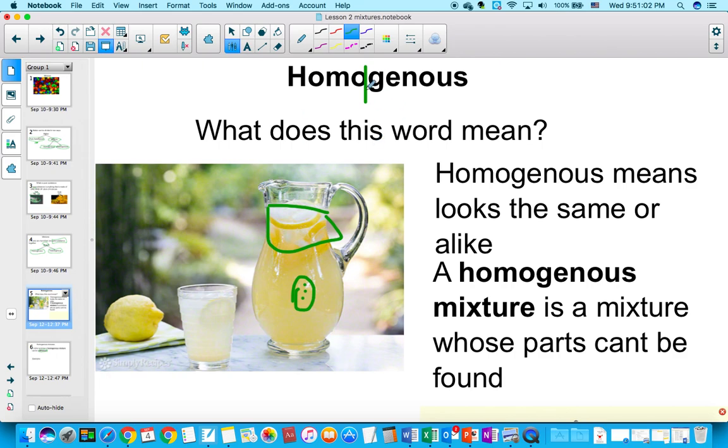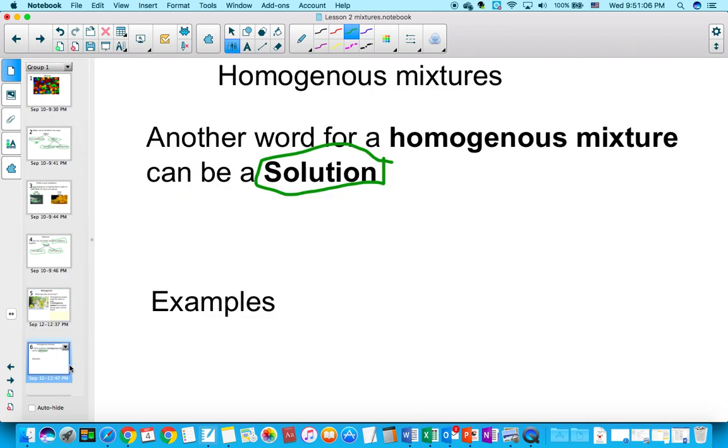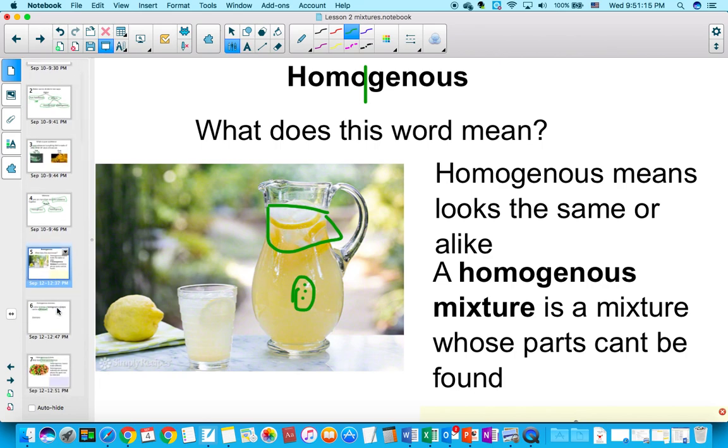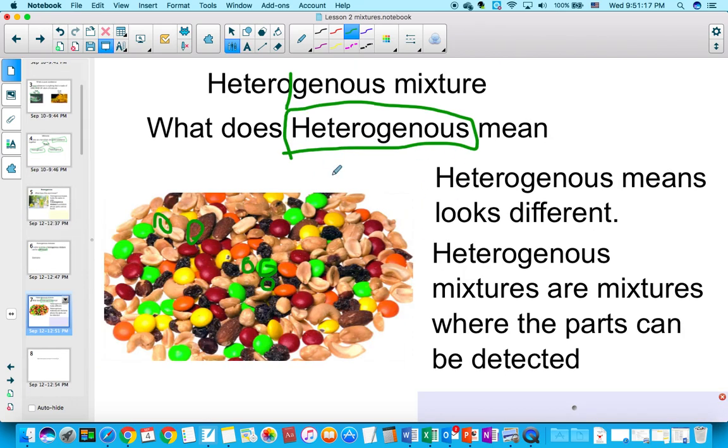Please know that homogeneous means looks the same. Homogeneous mixtures can also be called solutions. You should be able to give me an example of a homogeneous solution or homogeneous mixture. You should know what a heterogeneous mixture is. You should be able to tell me that heterogeneous mixtures are mixtures where you can detect the different parts.